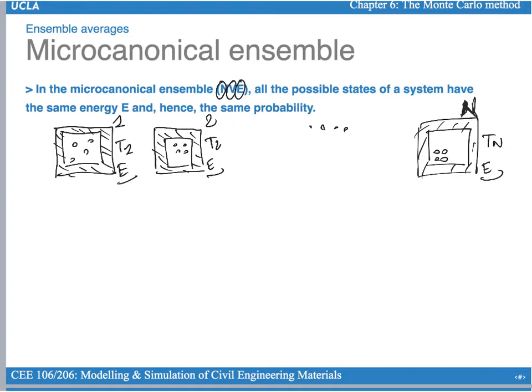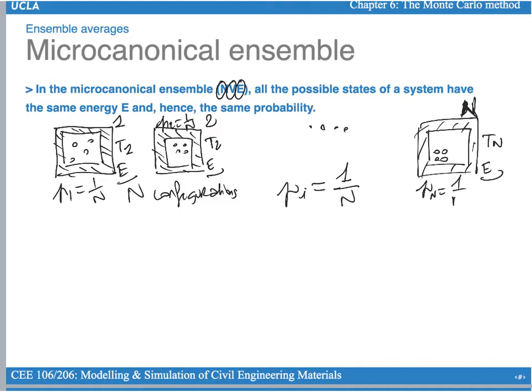So in that case, it means that if you have n possible configurations, n possible states, n possible positions for the atoms that give you the same number of atoms, the same volume, and the same energy, then the probability of each configuration is the same, and since the sum of all the probabilities has to be equal to 1, you have n different configurations, the probability of each of those configurations has to be equal to 1 over n, so that the sum of all the probabilities is equal to 1. So the probability of configuration 1 is 1 over n, the probability of configuration 2 is also 1 over n, the probability of configuration n is also 1 over n. They all have the same probability because they have the same energy.